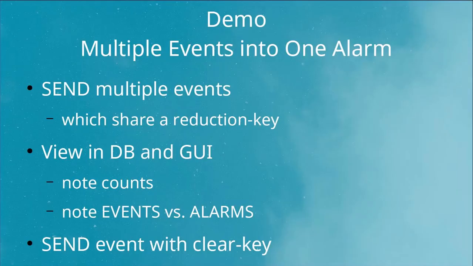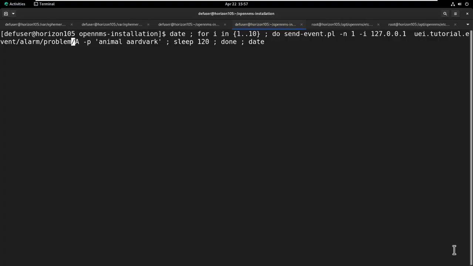This demo will focus on the primary purpose of alerts, the aggregation of one or more events with a like reduction key. The DB and GUI will be looked at throughout the life cycle. This command will print out the date and time, send the event Tutorial Alarm Problem A with parameter animal equal aardvark 10 times with a delay between each send event of 120 seconds, and print the date and time at the end. The first event was sent at 3:58:23 p.m. The process ended at 4:18:23 p.m.